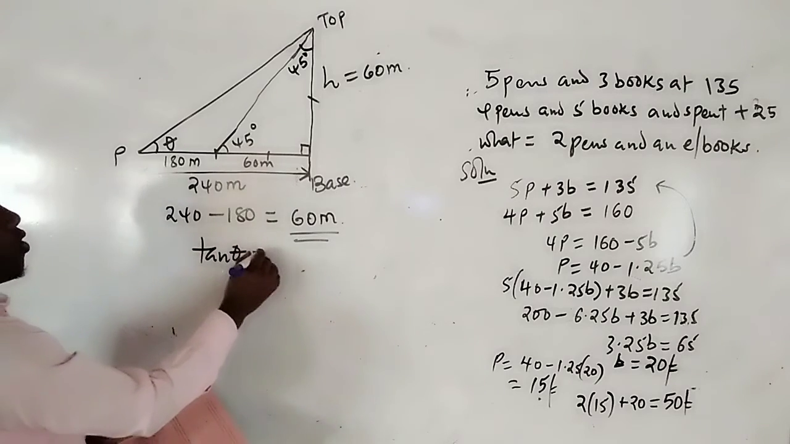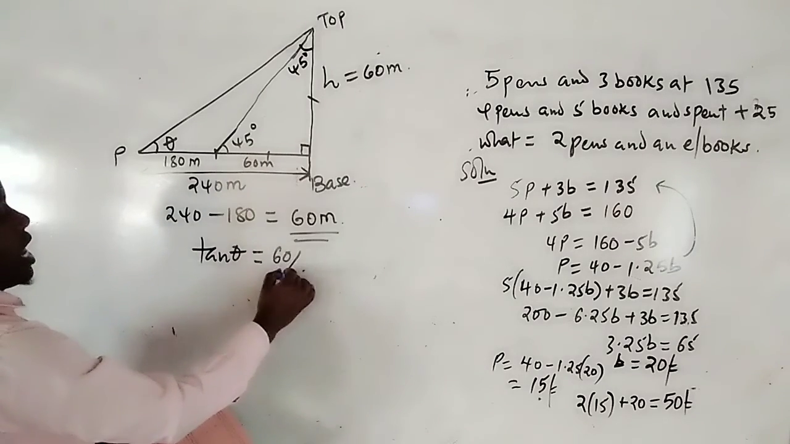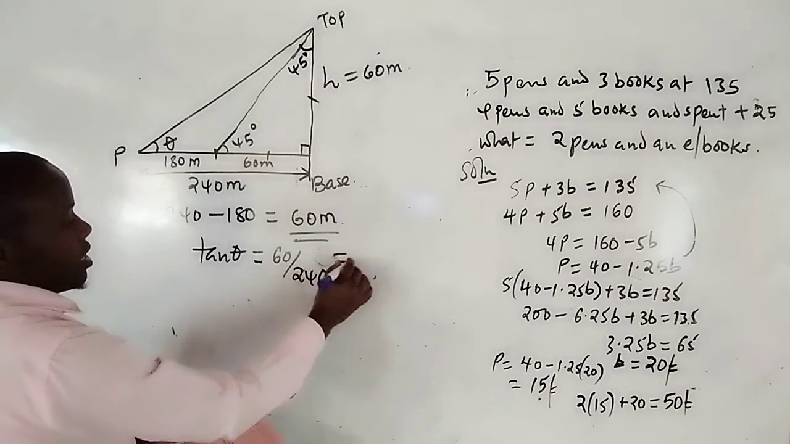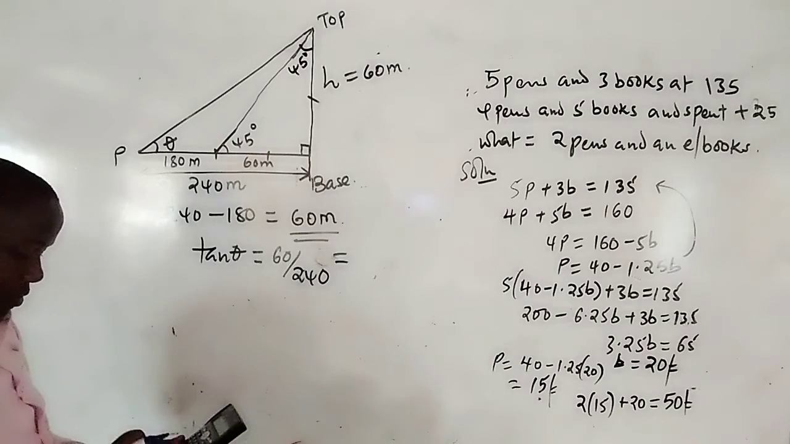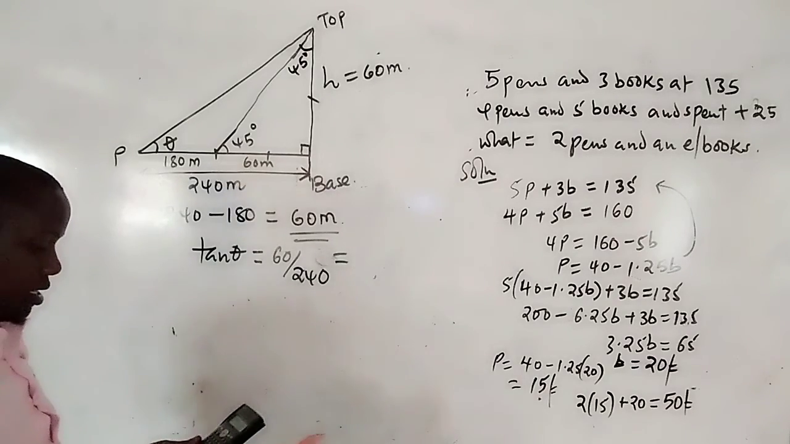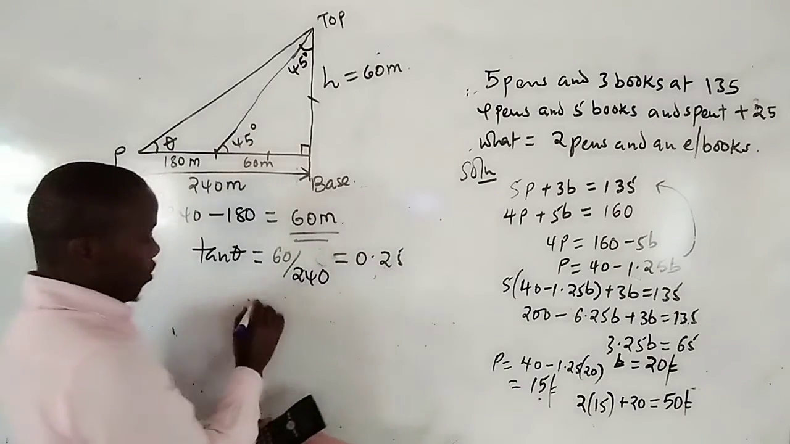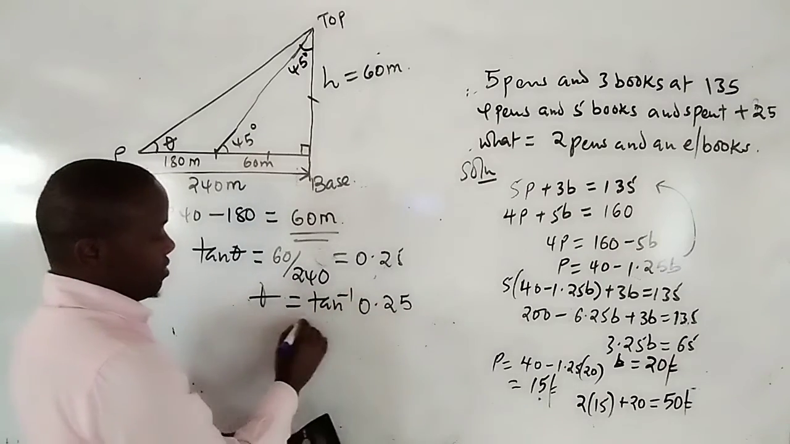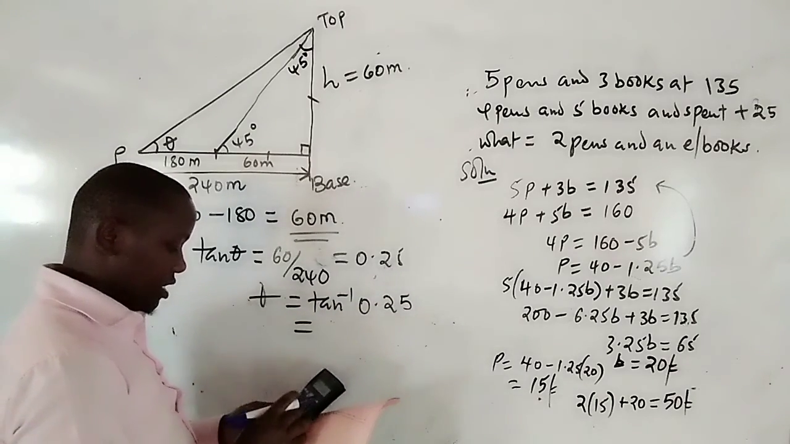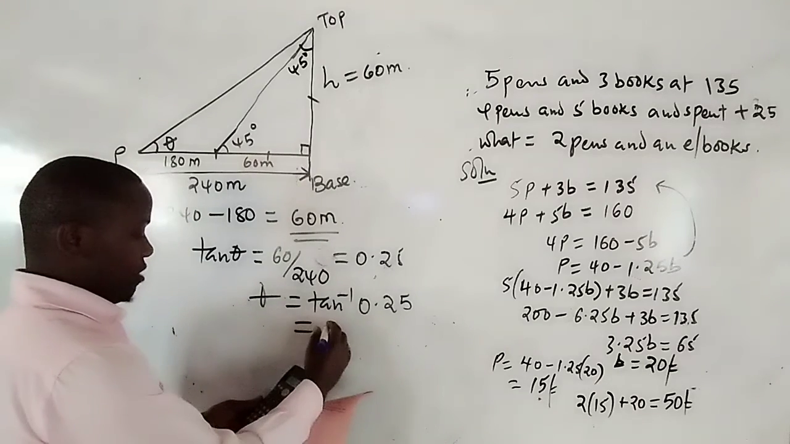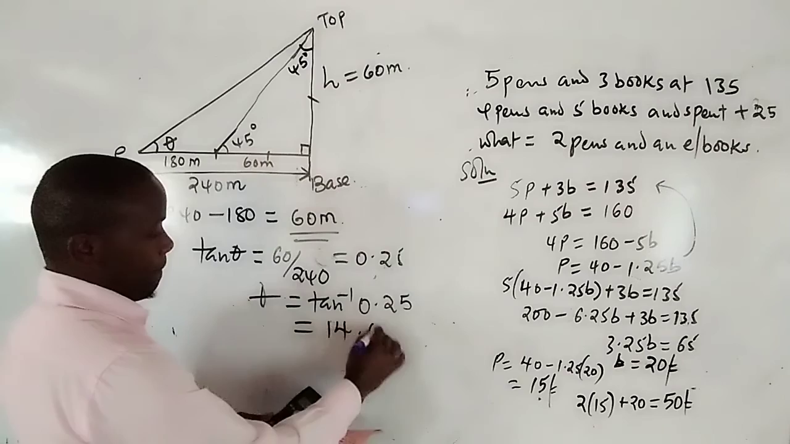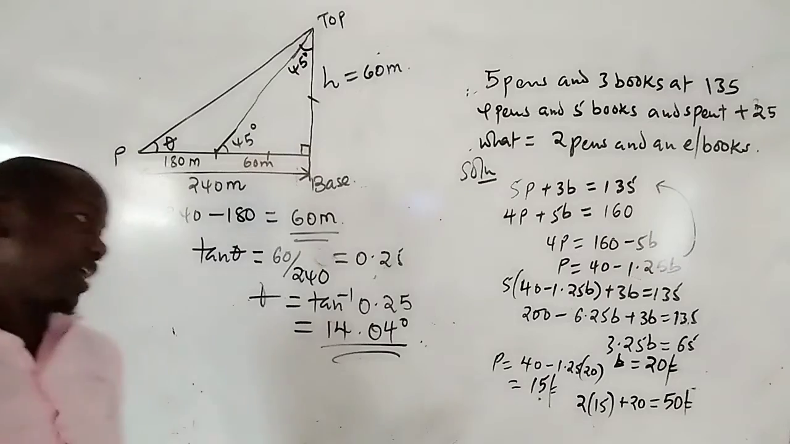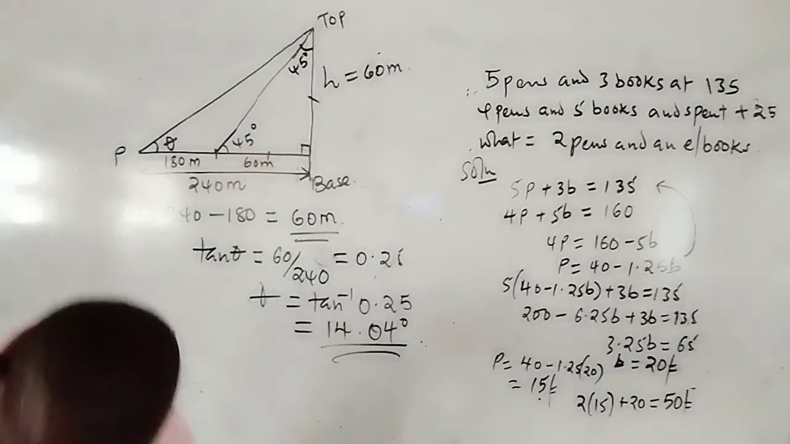The tangent of this angle will be opposite 60 divided by adjacent 240, giving us 60 over 240, 0.25. So beta will be the tan inverse of 0.25, and shift tangent of the answer gives 14.04 degrees. 14.04 degrees. So that is the question. That is how it was to be solved.